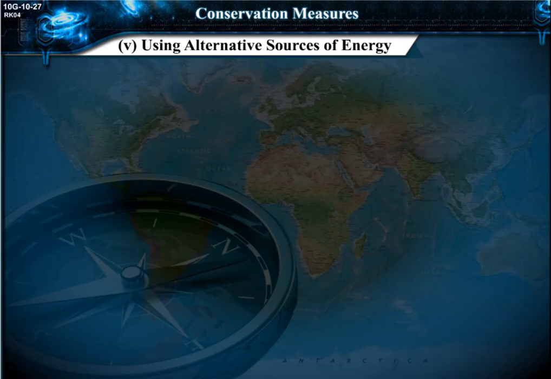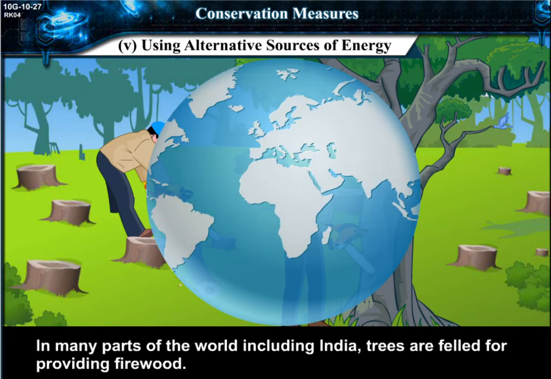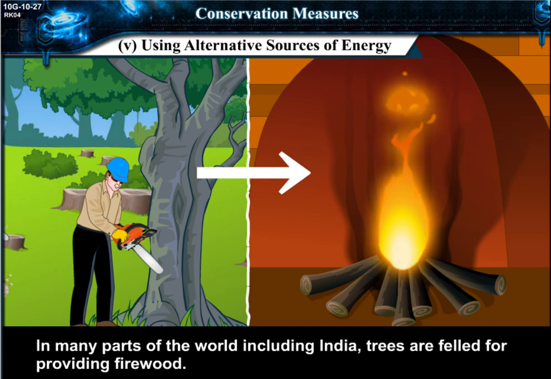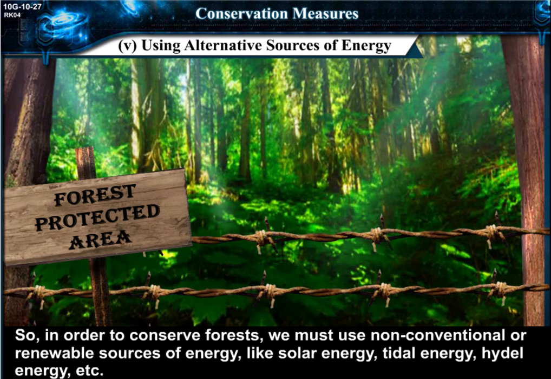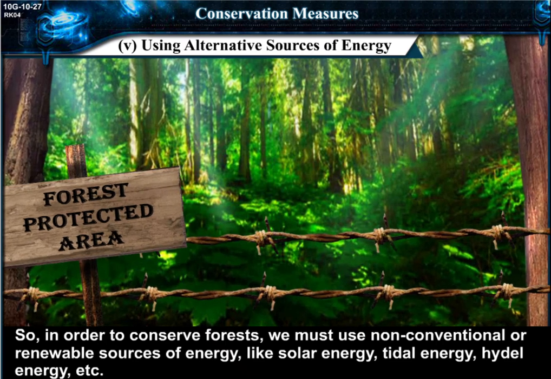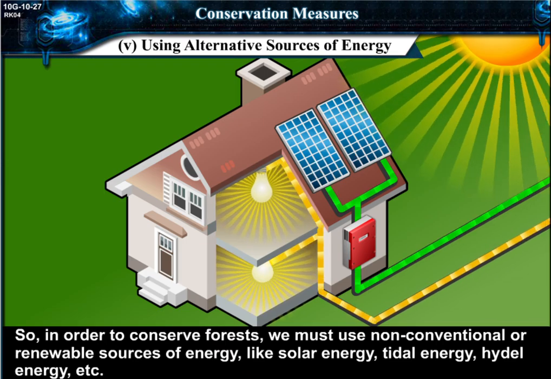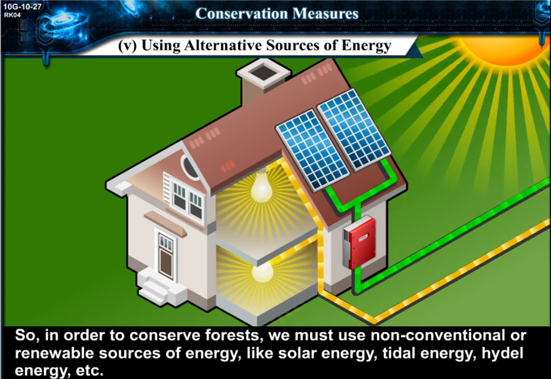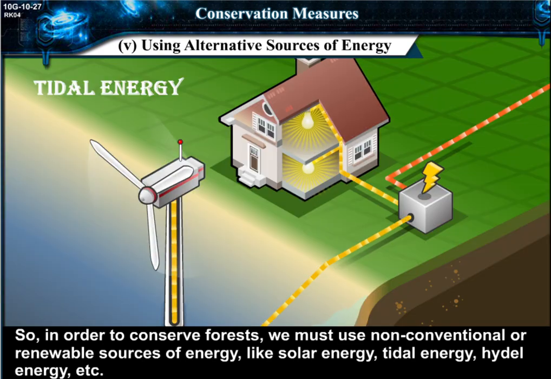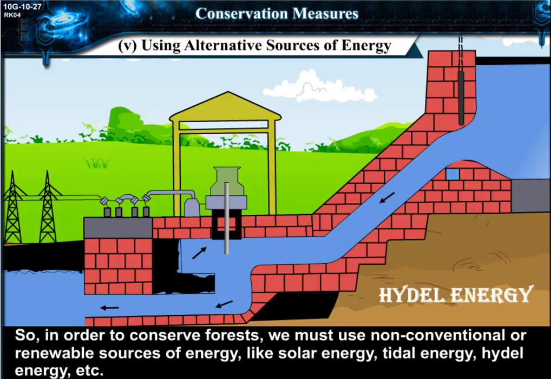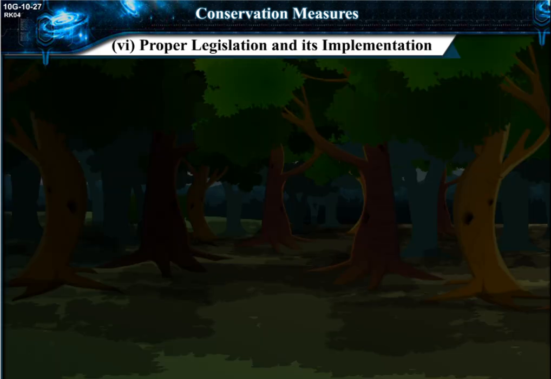Fifth, using alternative sources of energy. In many parts of the world, including India, trees are felled for providing firewood. So, in order to conserve forests, we must use non-conventional or renewable sources of energy, like solar energy, tidal energy, hydel energy, etc. Sixth, proper legislation and its implementation.